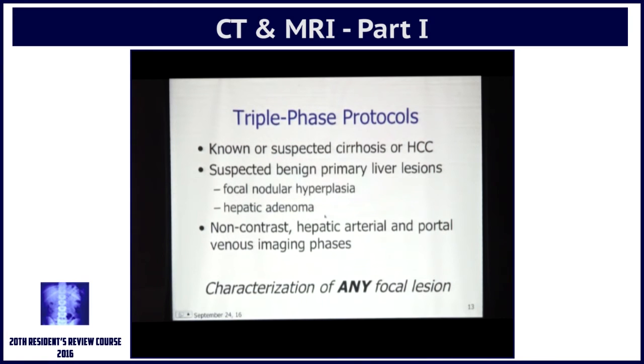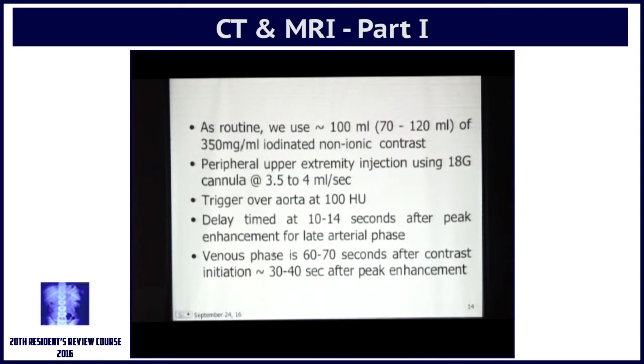Now, the triple phase or a multi-phase protocol is basically used in all patients with cirrhosis or HCC. You can also use it for other benign focal lesions such as FNH and adenoma, where you have a non-contrast, a late hepatic arterial, and a portal venous phase. In my institution, we use about 100 ml of contrast depending on body weight. We inject at a higher rate of 3.5 to 4 ml per second. And like all scanners, we trigger with placing the Hounsfield unit over the aorta at 100 HU.